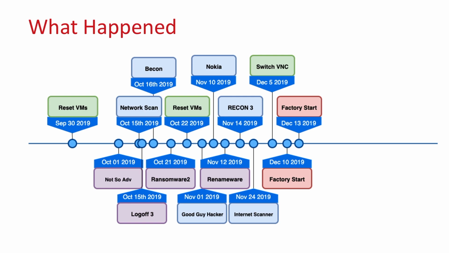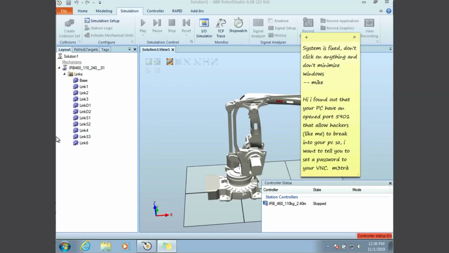Next we had what we called the good guy hacker. This nice person came in and wrote on our system that he had found our PC online and that anybody could connect to it, and that a hacker might do bad things if allowed to connect to the system, and that we should really secure our VNC, at least put a password on it or something. It was really nice of him. We appreciate it.